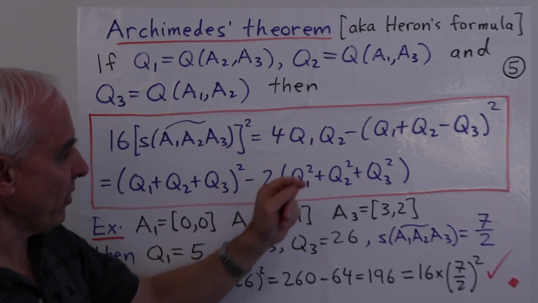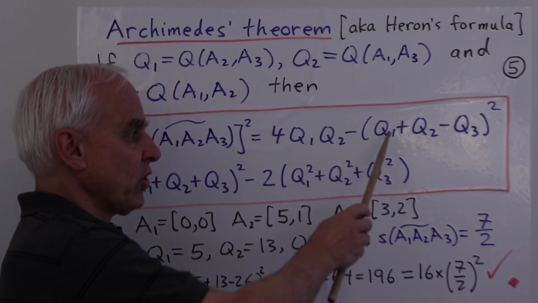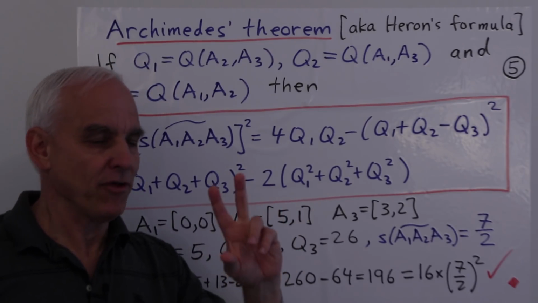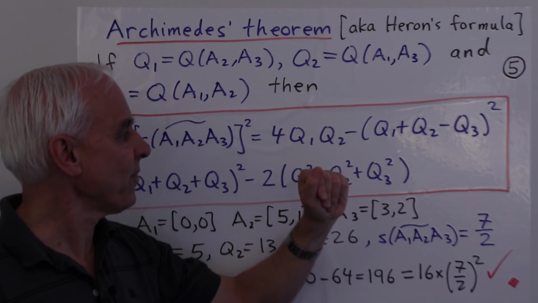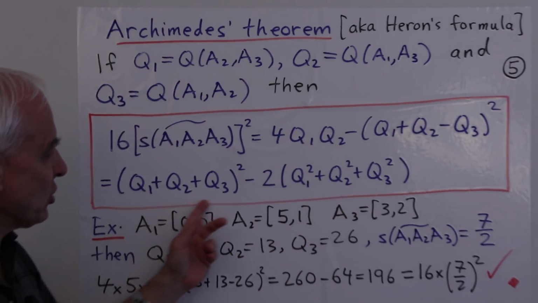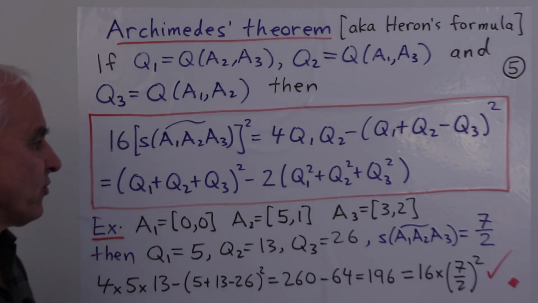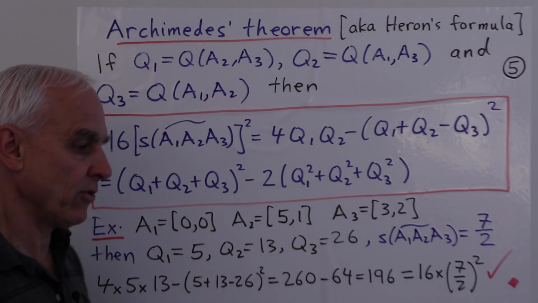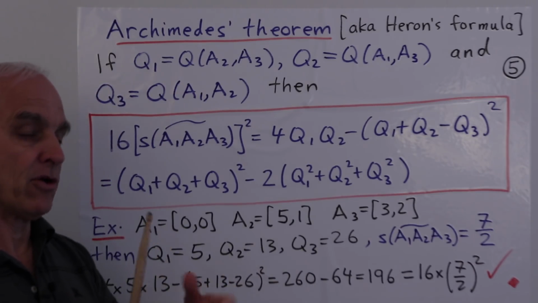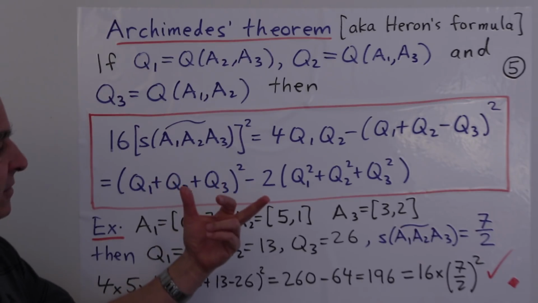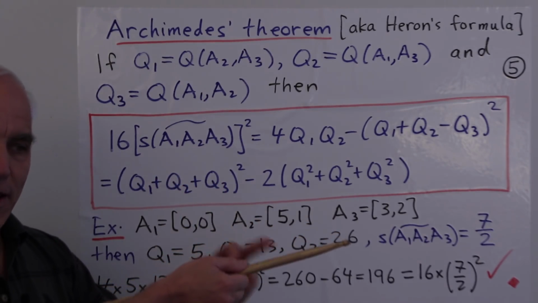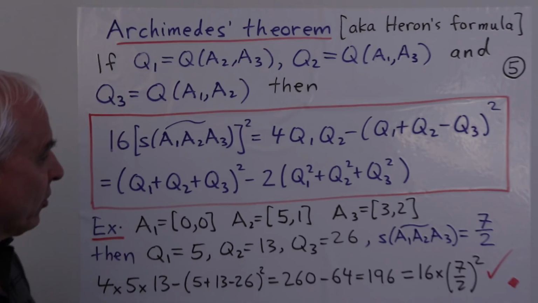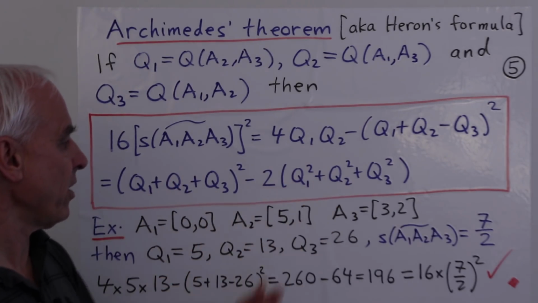So the non-symmetric form is 4 Q1 Q2 minus (Q1 plus Q2 minus Q3) squared. That's actually just one of 3 possible similar forms. But if you expand this all out, you see that you can rearrange it into this symmetric form, which is also very attractive. (Q1 plus Q2 plus Q3) squared minus 2 times (Q1 squared plus Q2 squared plus Q3 squared). So this is what I call the triple quad formula. So in particular, if the 3 points are collinear, then the triangle has 0 signed area, the left-hand side is 0. In that case, this quantity is equal to this quantity.